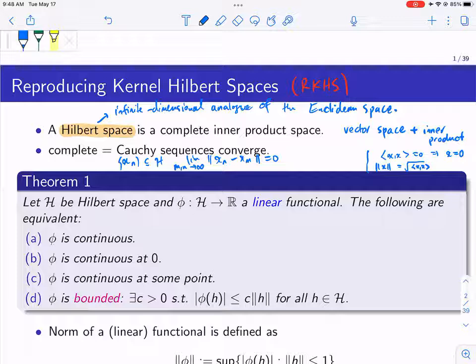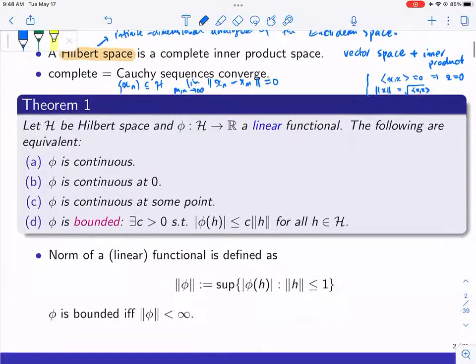So we have a Hilbert space. Then there's this notion of a linear functional. So phi is a linear functional if it maps H to R.